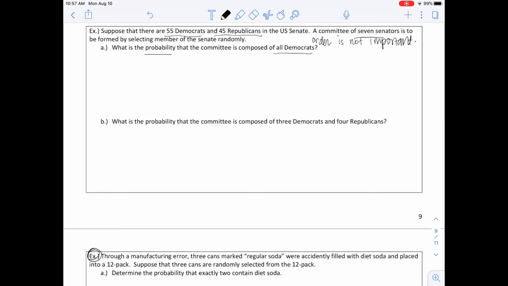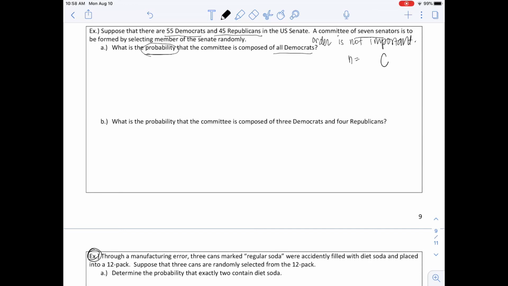And since order is not important, I know that we're going to be using a combination. So this one does ask for a probability, so we do know that we're going to have a value between 0 and 1. And in order to do a probability, we have to know our sample size or our sample space. So in order to come up with that, I'm going to call that N. I'm going to put a C because we said order is not important.